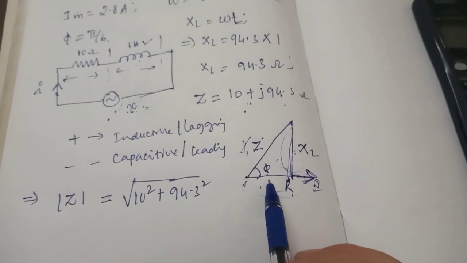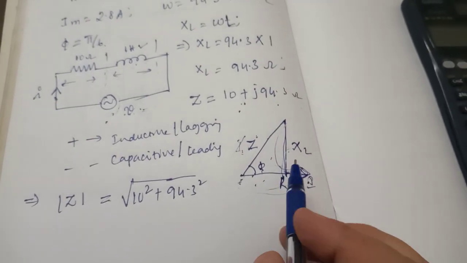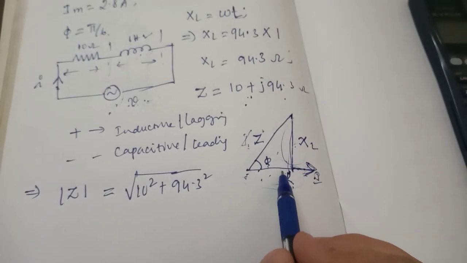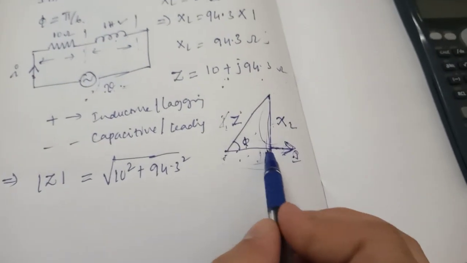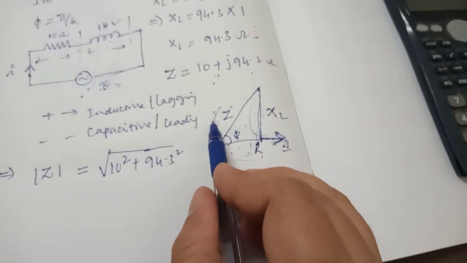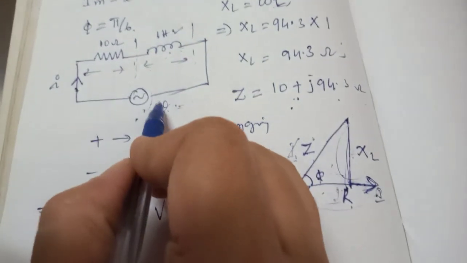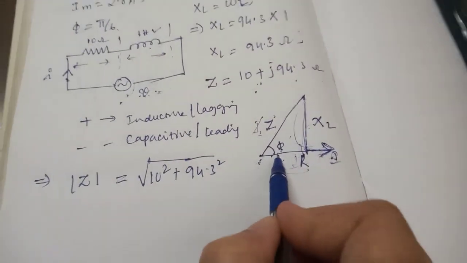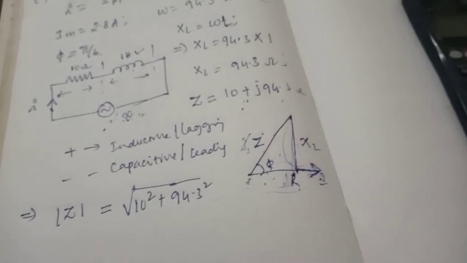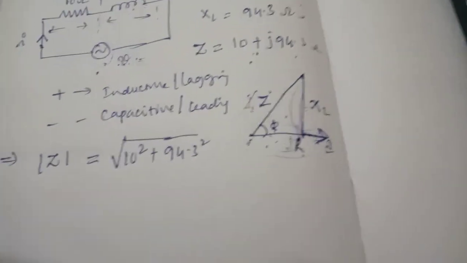Now what you have to do, this is IR and I. This is the total series current I and V. What is the angle between I and the total V? That is angle phi. So the impedance angle and the power factor angle are both the same.